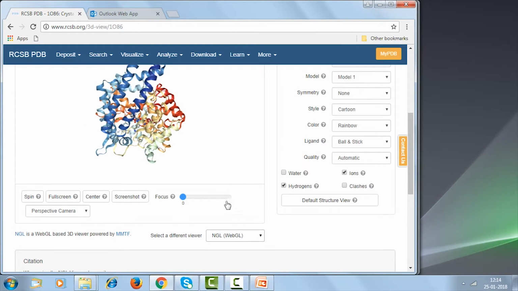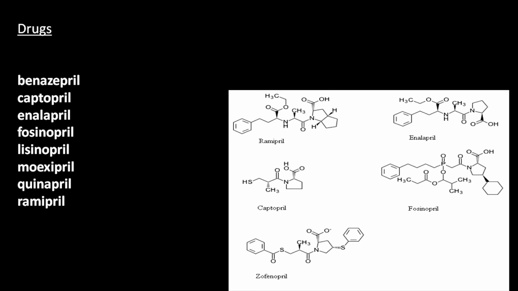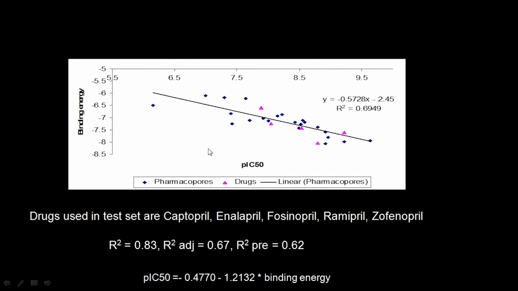So we can easily download the structure of the protein, and then we can dock all these various ACE inhibitors, and there is literature data on the activity of these drugs towards ACE, percentage inhibition. So you can see this drug docked in ACE. This is the binding energy. The more the binding, the higher is the activity. This is the activity on this axis. So a lot of ligands, and these triangles are the drugs here.